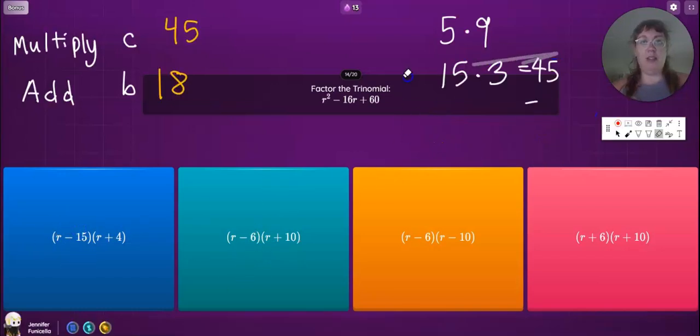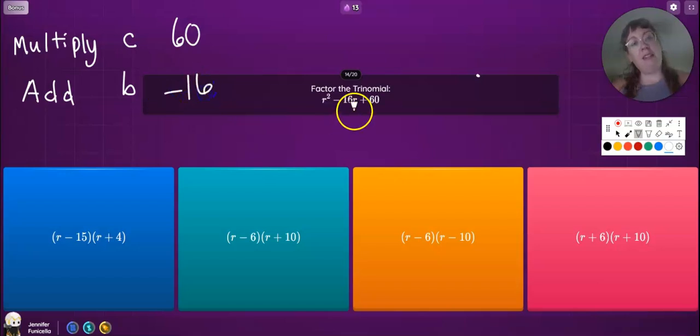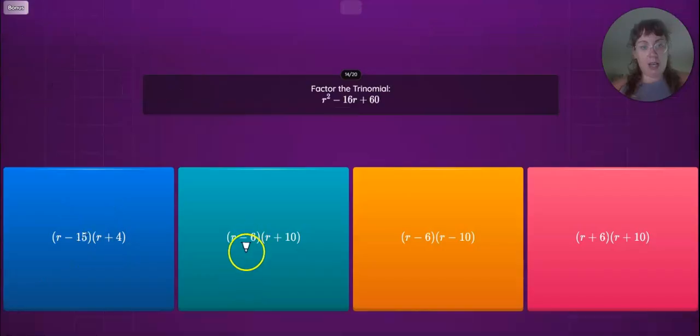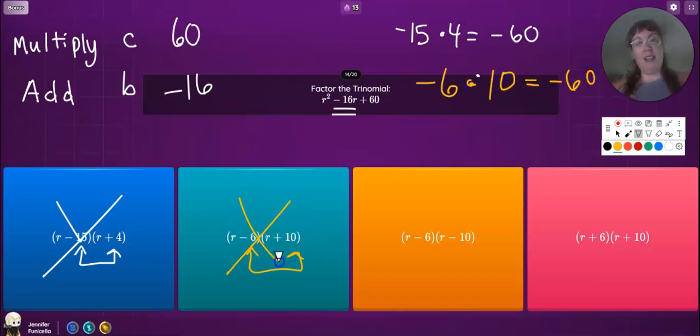Let me erase our board here. Okay, so we want to multiply to 60 and we want to add to a negative 16. Make sure to take that sign with you. If it's negative, we got to grab it. So looking at our options, we have negative 15 and 4. So negative 15 times 4 does get us a negative 60 when we multiply them. We want a positive 60, so that's not going to work. This one is a negative 6 and a positive 10. So negative 6 times 10 also gets us a negative 60. That's not going to work.